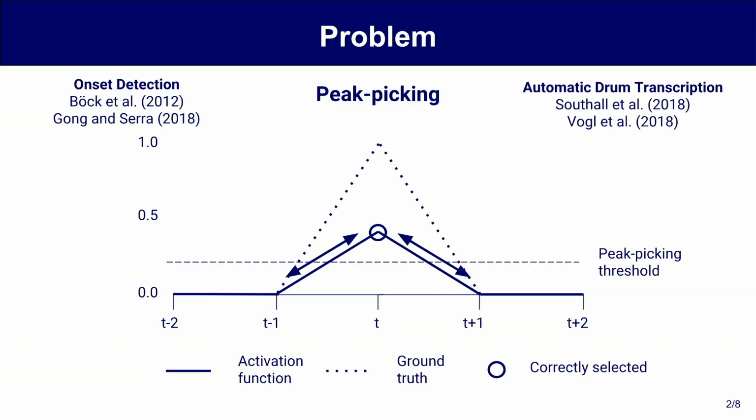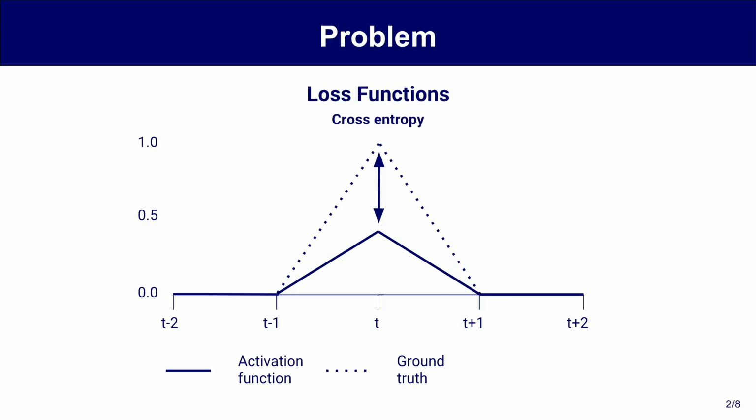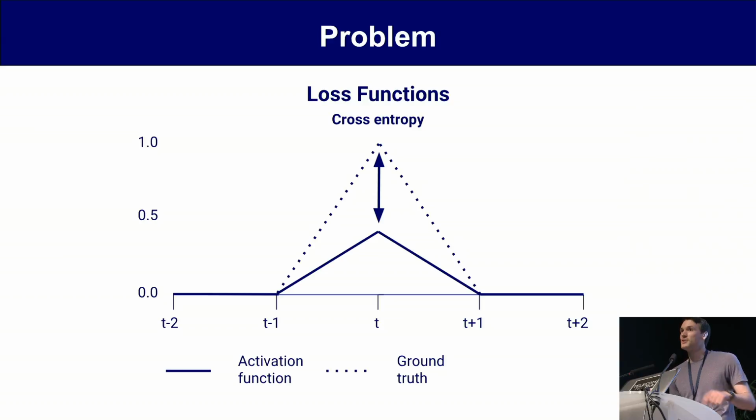So the majority of existing state-of-the-art systems, for example, in onset detection and automatic drum transcription, utilize what is known as peak picking. And this usually consists of a threshold and then identifying local maxima. So the loss functions actually used to train these systems is not compatible with peak picking. For example, cross-entropy compares the amplitudes of just the single frame t, whereas to actually understand a peak, you need to look at both the amplitudes, but also the relative difference between sequential frames.